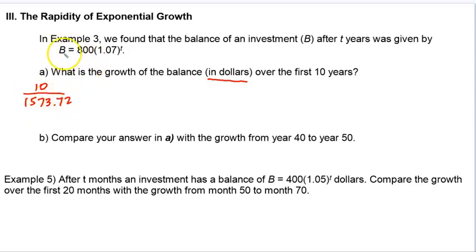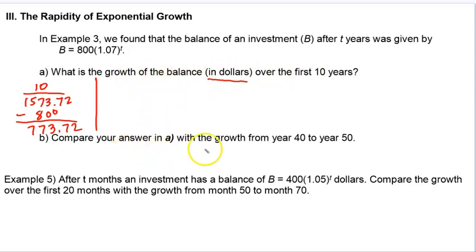So that's how much the investment was at the end of 10 years, but how much did it grow? To see how much it grew, we would just need to subtract off the original amount. And then that represents how much, in terms of dollars, the investment grew. All right, so we'll just grab our calculator, 1573.72 minus 800. So it grew by $773.72 in 10 years.